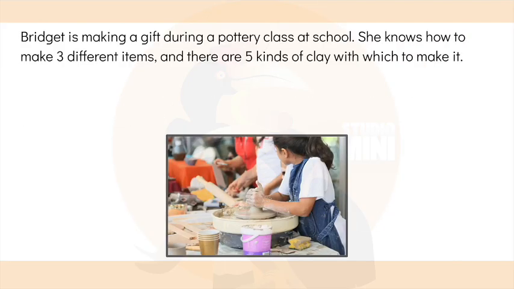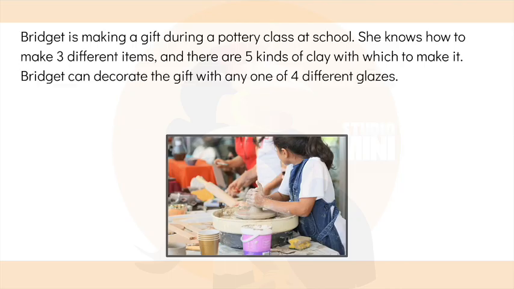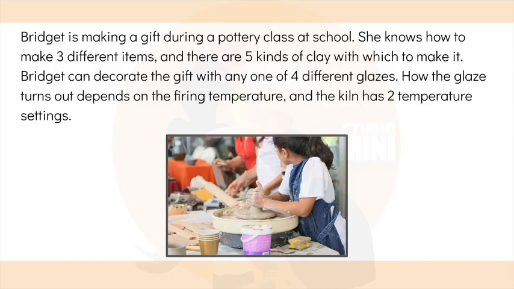Bridget is making a gift during a pottery class at school. She knows how to make 3 different items, and there are 5 kinds of clay with which to make it. Bridget can decorate the gift with any one of 4 different glazes. How the glaze turns out depends on the firing temperature, and the kiln has 2 temperature settings. How many different gifts can Bridget make?